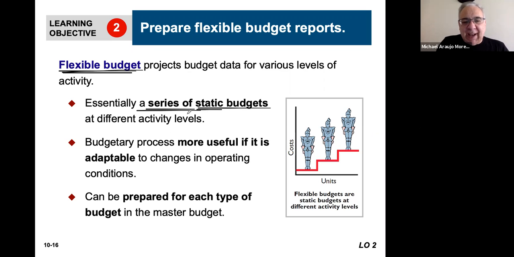So we're going to be looking at what happens when we have different levels of activity, and how things change, right? Because it doesn't make any sense to compare a static budget of, say, 10,000 units with an actual budget of 12,000 units. You thought you were going to make 10,000, you ended up making 12,000. So why are you comparing it to the 10? This is where the idea of flexible budgets comes in. It gives us varying levels to look at based on the activity level we've actually reached.